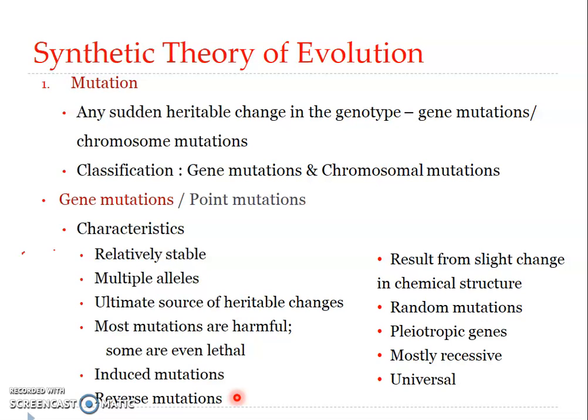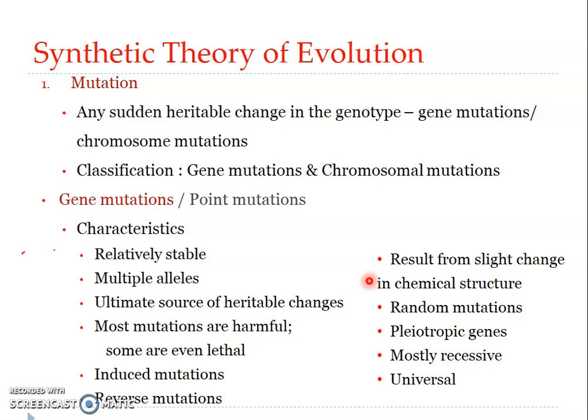For example, X-rays, ultraviolet rays, high temperature, and a variety of chemicals can induce gene mutations. Then another characteristic feature is that mutation is the result of a slight change in the chemical structure of DNA segments, and these DNA segments are what is referred to as a gene. Okay, so gene mutation results from a slight change in the chemical structure of a gene.